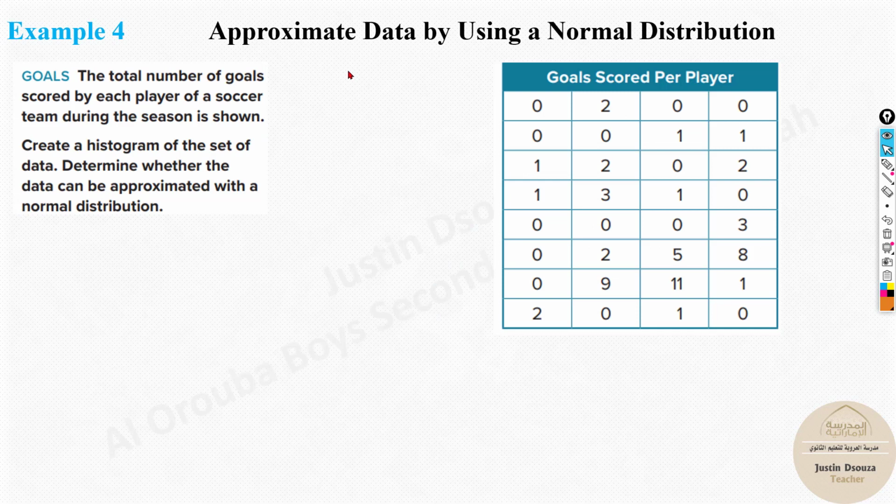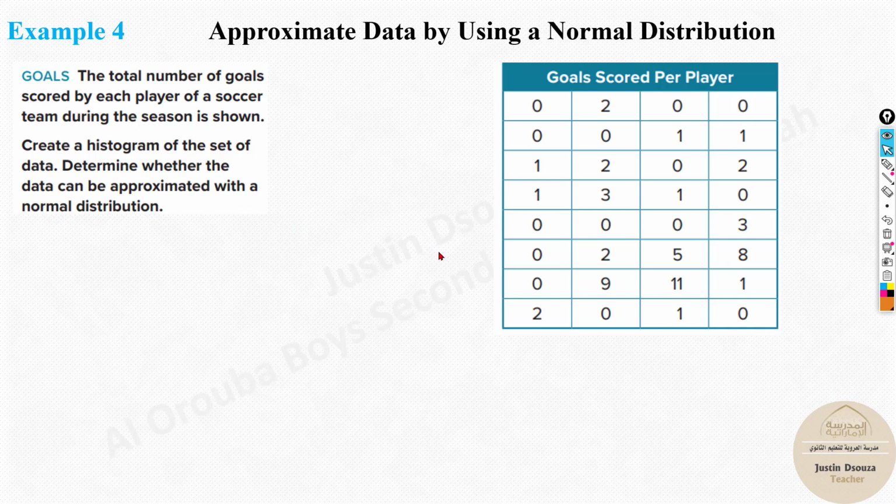Now we have a problem here to approximate data by a normal distribution. It's not 100% sure whether all data can be normally distributed. Here the total number of goals scored by each player in a soccer team during the season is shown. Create a histogram of the set of data. Determine whether the data can be approximated with a normal distribution.